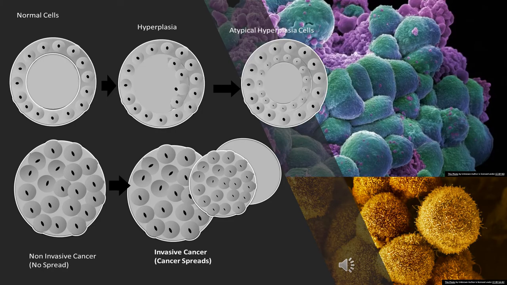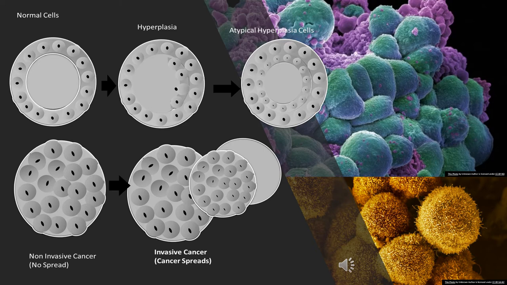Now let us discuss cancer development. Cancer is characterized by overgrowth of abnormal cells, as I said previously. Now, it's a multi-step process called carcinogenesis. Now let us try to understand how the development of cancer happens. So first there's a normal cell. Normal cells grow and divide in an orderly fashion, as we all know.